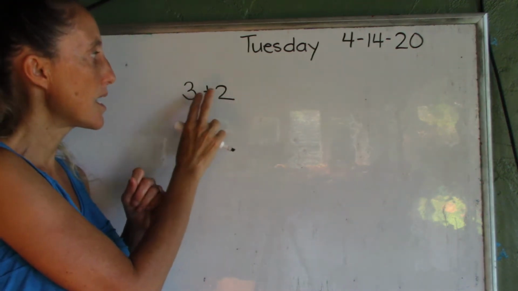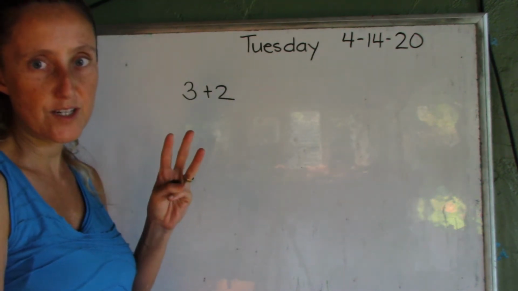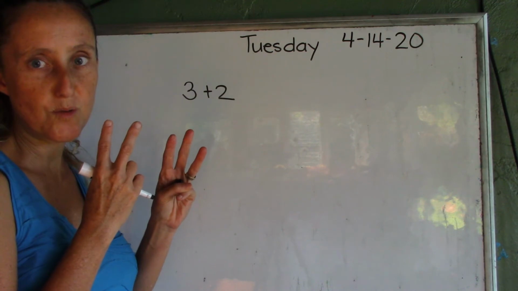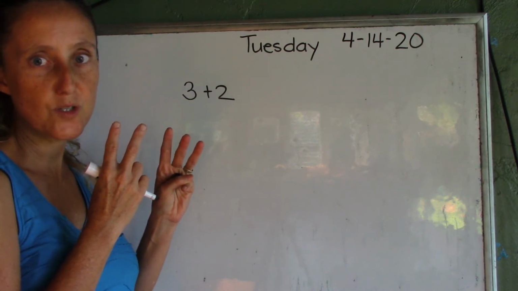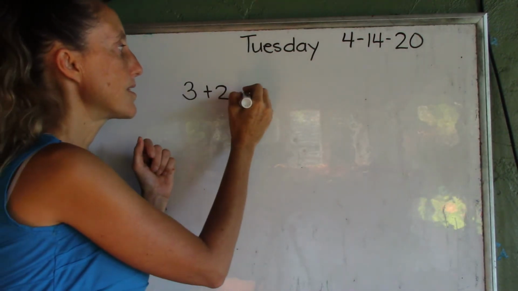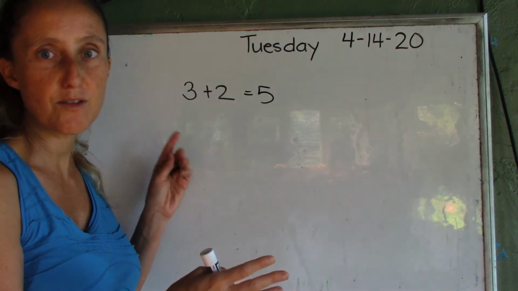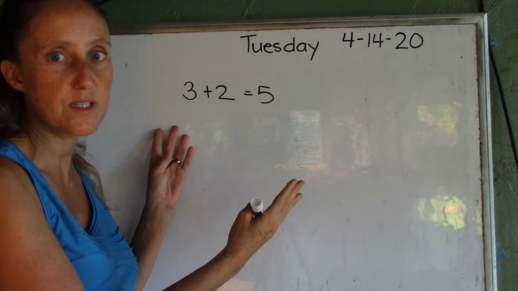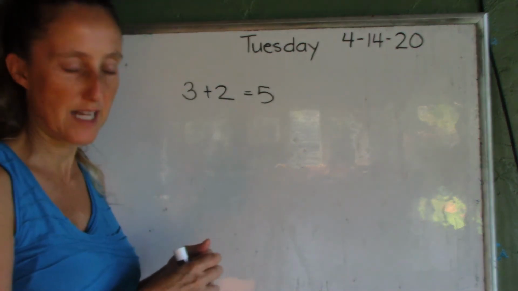So 3 plus 2. What is 3 plus 2? If you have 3 fingers, and then you have 2 more, let's count. Are you ready? 1, 2, 3, 4, 5. 5. 3 plus 2 is 5. So if you wrote your name 3 times, and then 2 more times, you wrote your name a total of 5 times. Good.